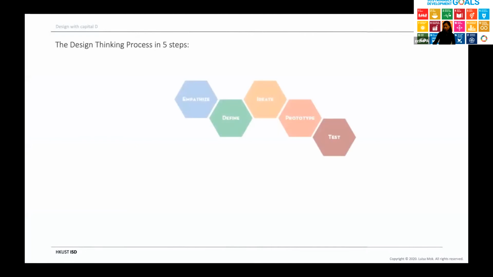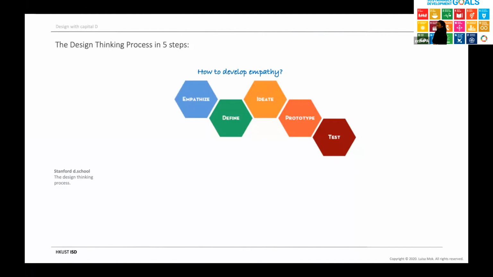As Sisa has also shown, the design thinking process in 5 steps is so popular from the Stanford D School. This is a good process, I like it. However, it doesn't really tell how to. How to develop empathy? Just saying put yourself into others' shoes is not enough, I think. How to put myself into others' shoes, and then how to define problems? Where and how to use user insights, how to meet users, how to meet my potential target users, and then ideate, how to visualize ideas to explain.